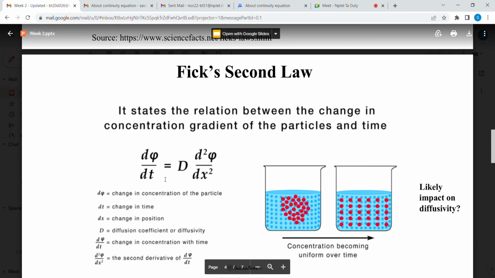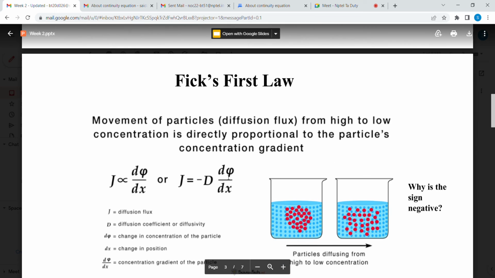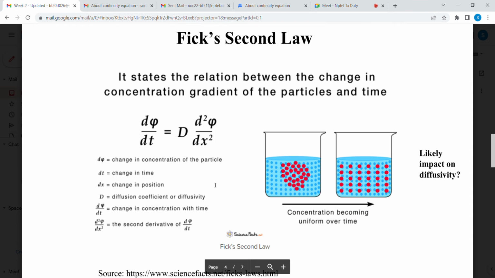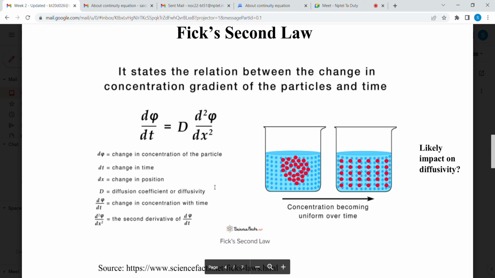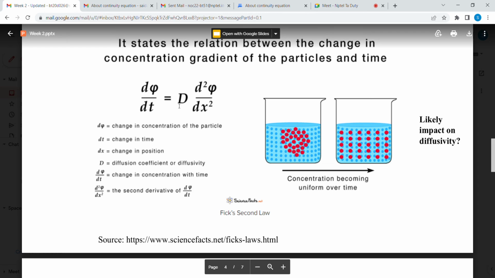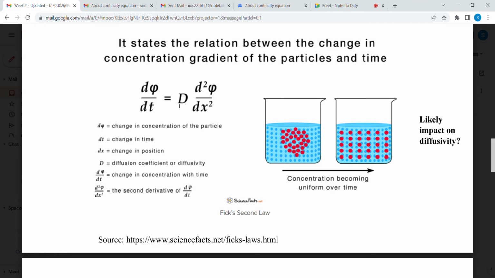So diffusivity is just a proportionality constant here, right? So this J is directly proportional to d phi by dx, or equal to minus D into d phi by dx. This D is the diffusion coefficient. So do you think that just because the concentration gradient is steep here, the diffusion coefficient of a molecule will also change? If so, why? If not, why?